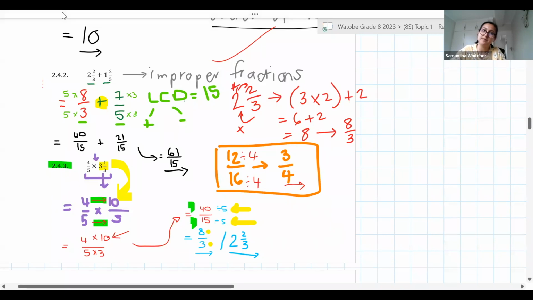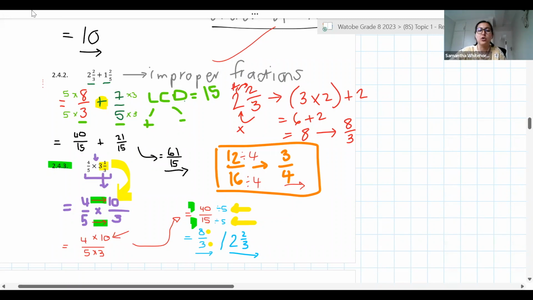So Miss, I also like for like 2.4.3. This sum I also said 4 over 5 times 10 over 3. But then I thought that you should make it like a whole number. And so I said 5 times 3, and then at the top I said 4 times 3. So I made it equal into one number, into 15.